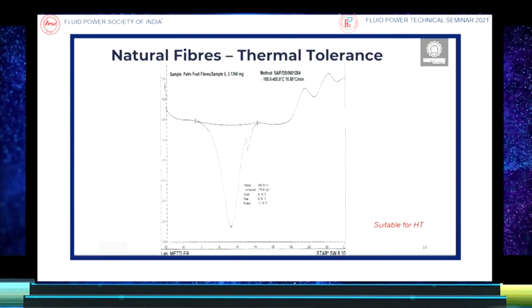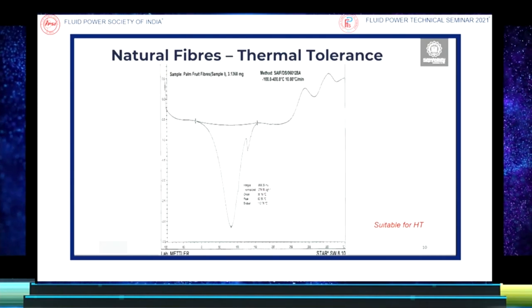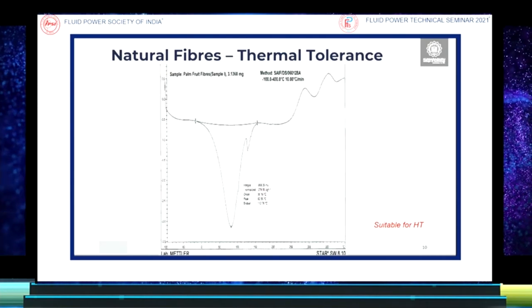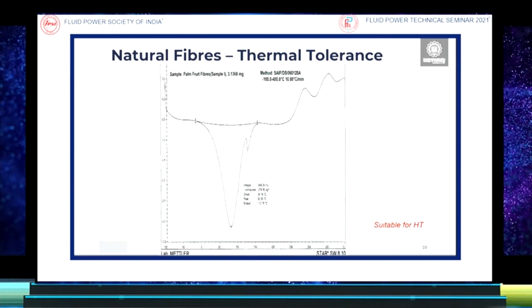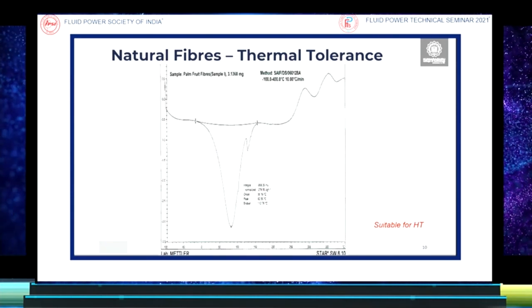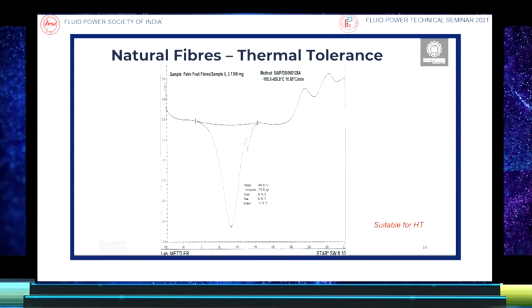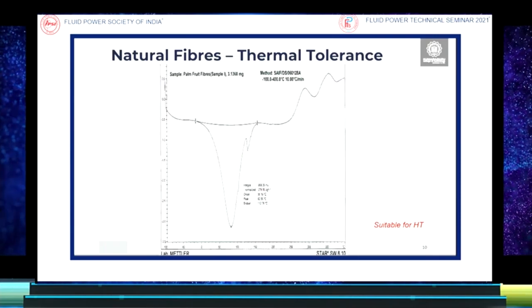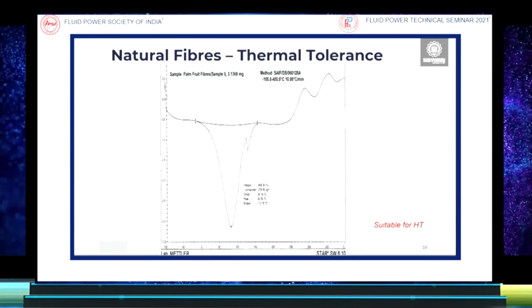Again, it's quite an interesting result. You can see how the fibers behave with respect to temperature. Not every process we carry out is at normal or room temperature. Some processes go up to 300 degrees, 400 degrees, or even beyond that.